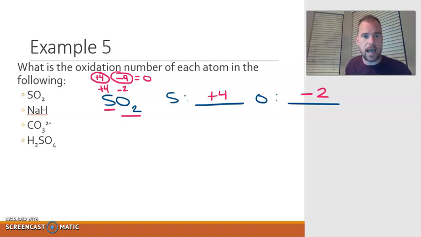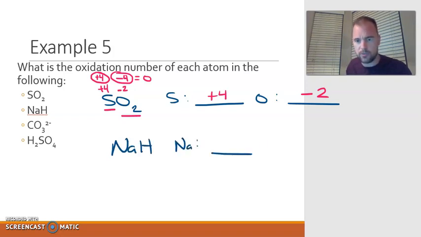Let's take a look at NaH. What's the oxidation number for sodium? What's the oxidation number for hydrogen? Well, sodium is always +1. It's an alkali metal. And therefore, if this is a neutral compound, what's the oxidation number for hydrogen? It's -1. And think about that. That goes right in line with what we learned. Hydrogen is always +1 unless it's a metal hydride. In this case, it was.